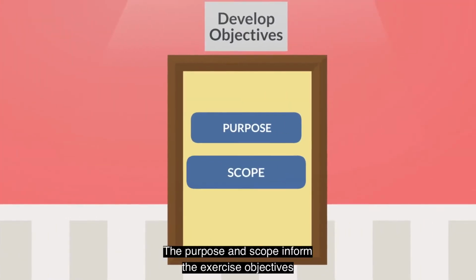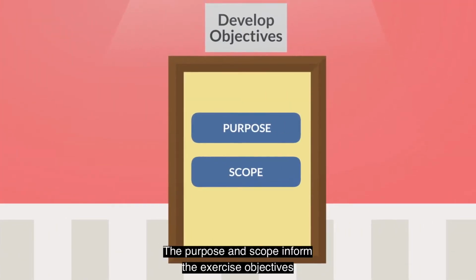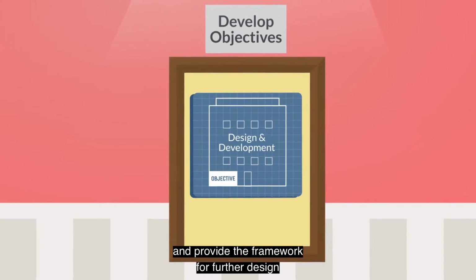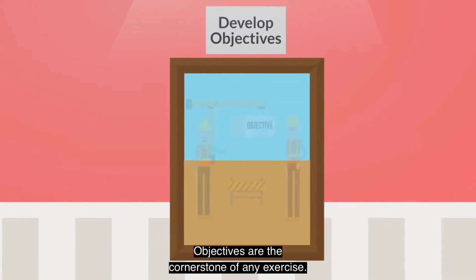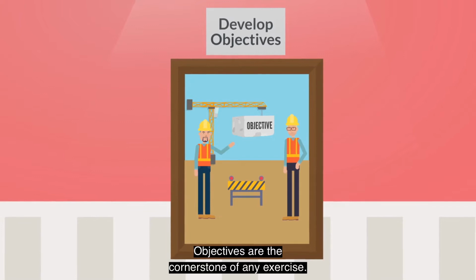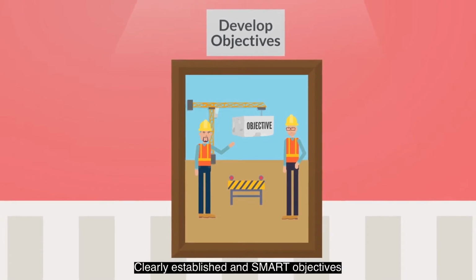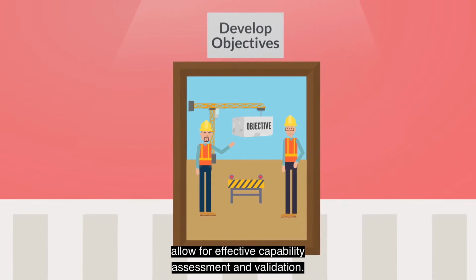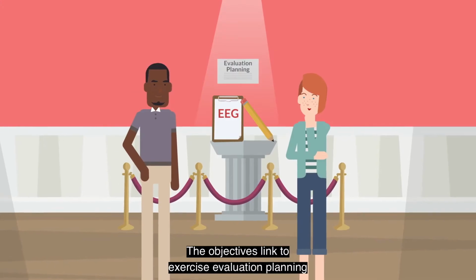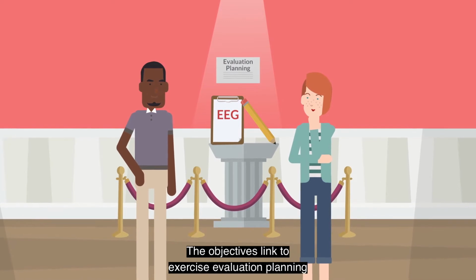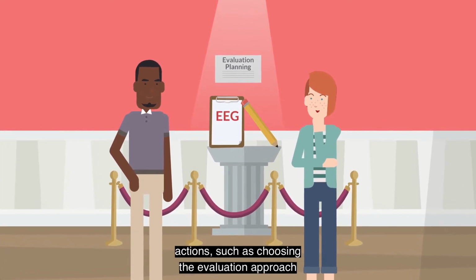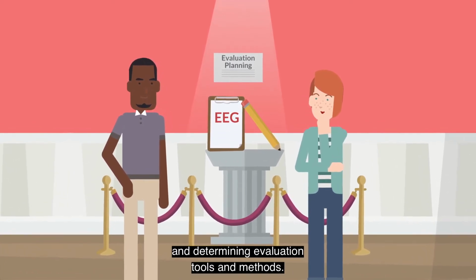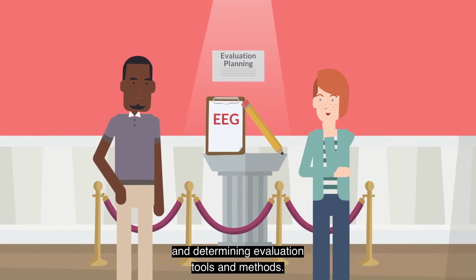The purpose and scope inform the exercise objectives and provide the framework for further design and development. Objectives are the cornerstone of any exercise. Clearly established and SMART objectives allow for effective capability assessment and validation. The objectives link to exercise evaluation planning actions, such as choosing the evaluation approach and determining evaluation tools and methods.